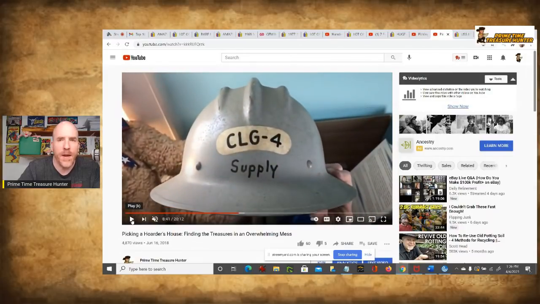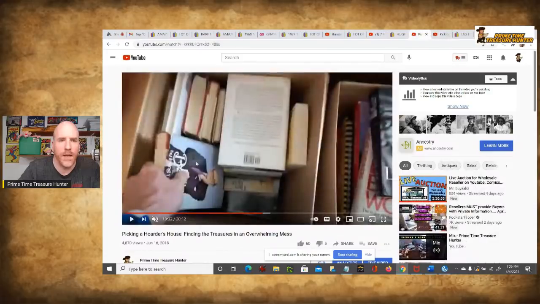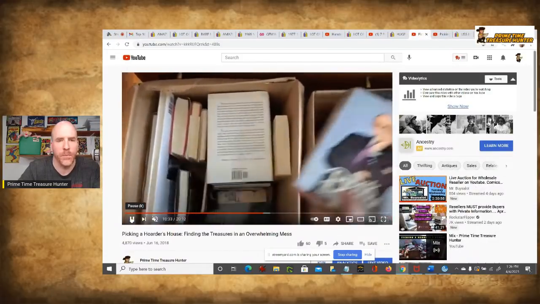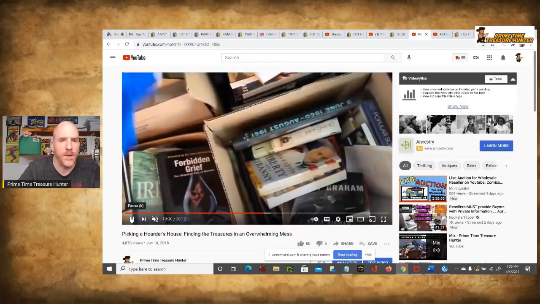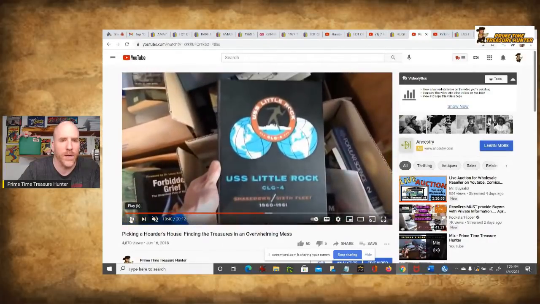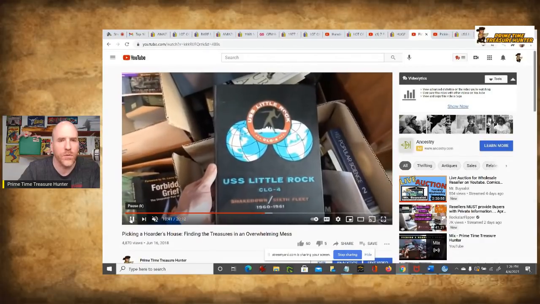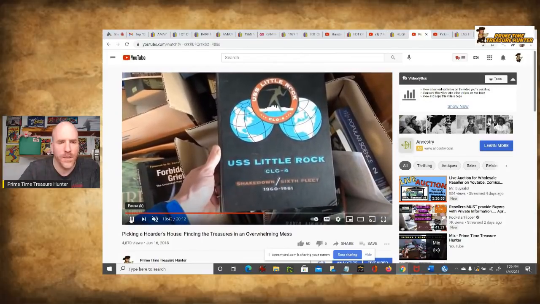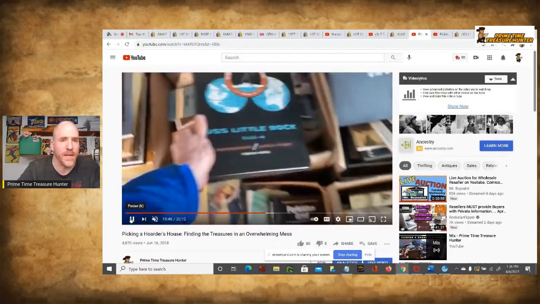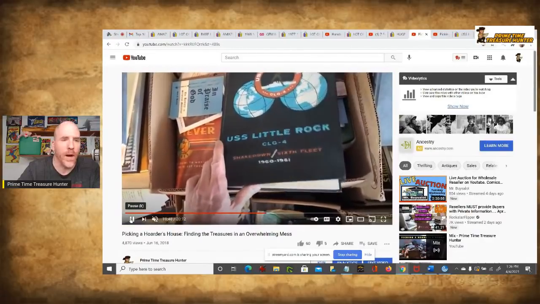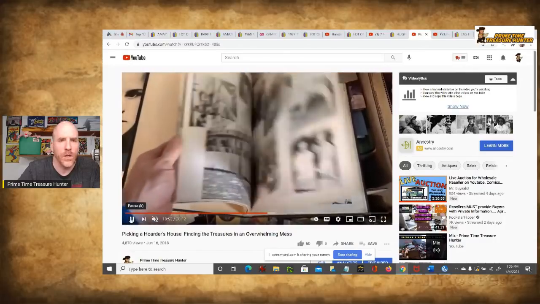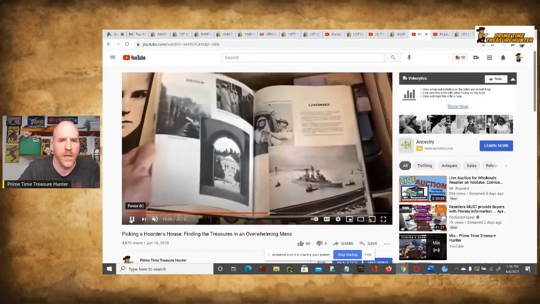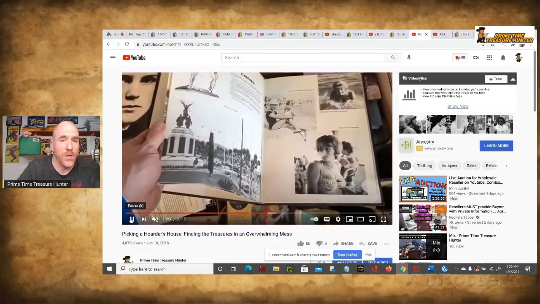So keep that in your mind when you're looking around, because later in the video, I'm going through a box of books. And as you can see here, digging through the books, keep digging, and look what I find. What's that say? USS Little Rock CLG-4. So now I say, wow, this is great. I could combine these two items together. They just wound up getting scattered in the house. And then when I opened it up, I found the newspaper article inside there. So that's how those items were found.